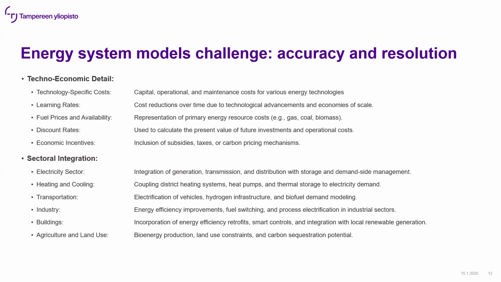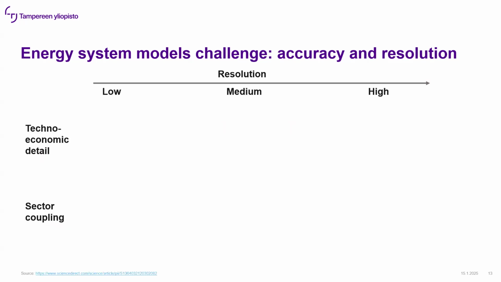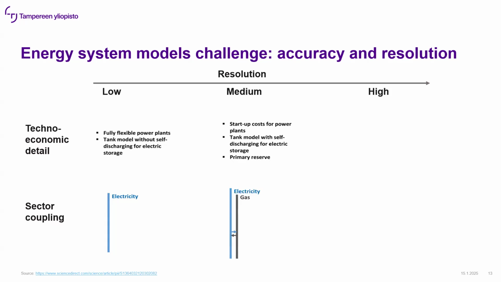So this land use change in forestry is something that heavily is affecting this carbon sequestration potential. So techno-economic detail, fully flexible power plants, tank model without self-discharging for electric storage, and only electricity sector taken into account. Then you want to take into account startup costs when you go into a higher resolution, startup costs for power plants. So tank model with self-discharge for electric storage.